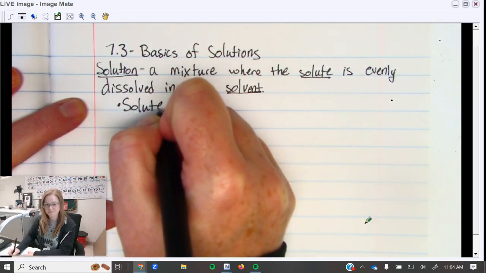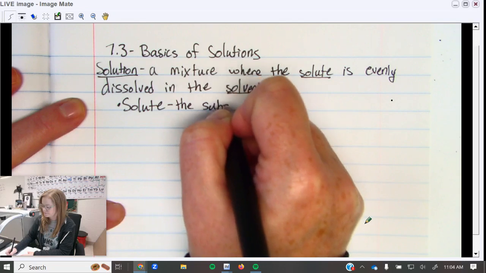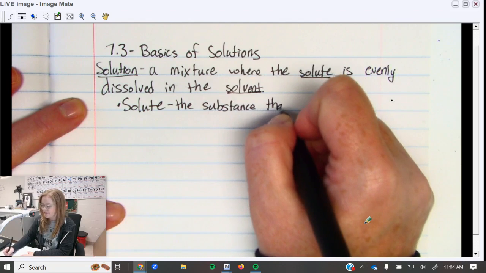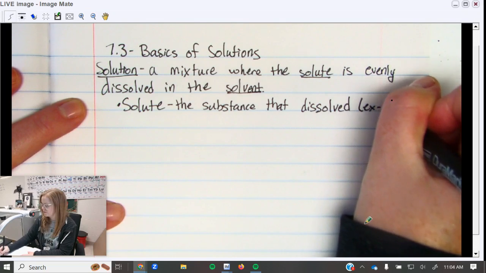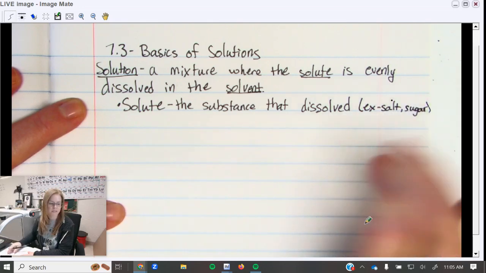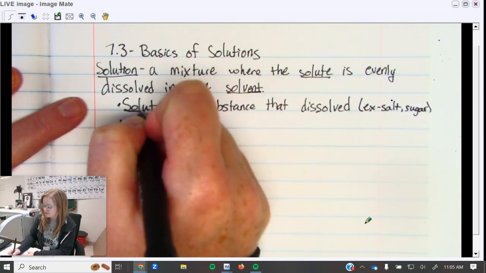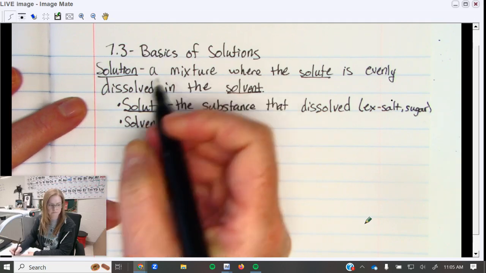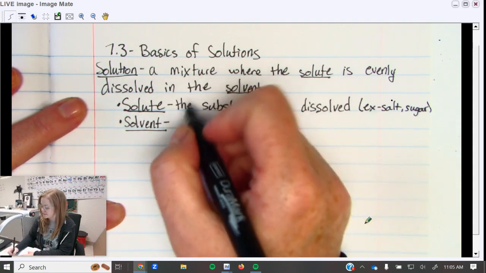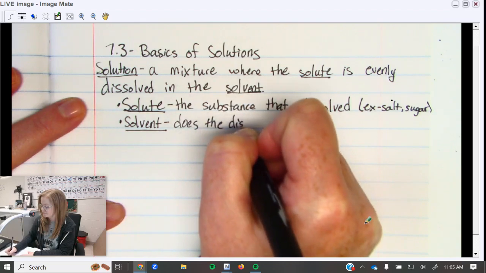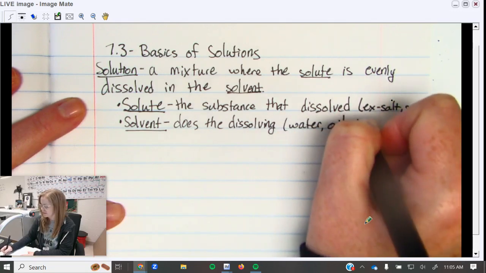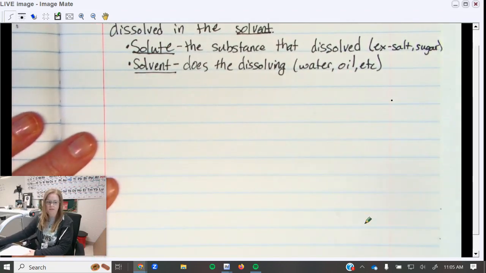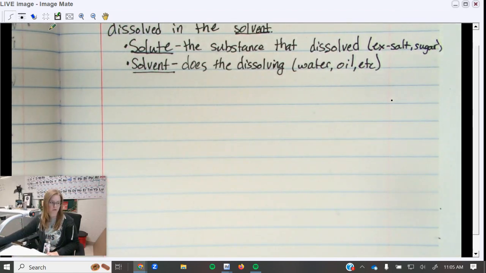A solute is the substance that dissolved, like salt or sugar. We tend to use those as examples a lot. And the solvent is the substance that does the dissolving, like water, oil, etc. This unit is all about water and water as a solution. So we are going to actually talk about water specifically a lot of the times.